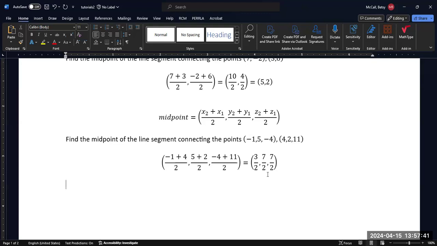This is a useful formula to have, of course, if you're trying to find the center of a circle or the center of a sphere from 2 endpoints on a diameter, because then the center of the circle or the center of the sphere would be at the midpoint of that diameter.